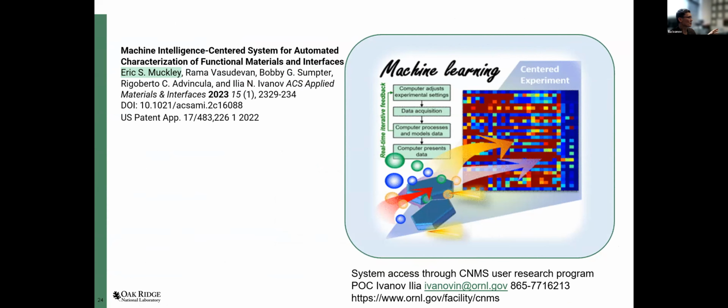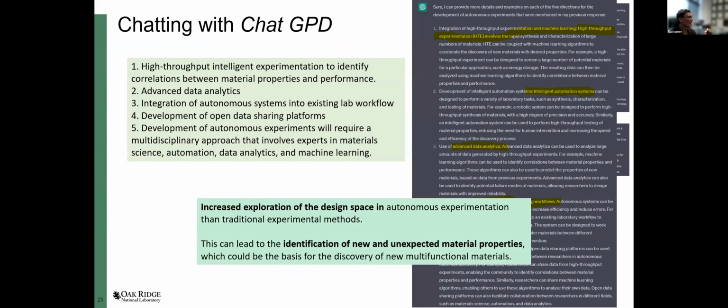That concludes to some extent my presentation, but what I wanted to show you: I chatted with GPT about autonomous experiments, and I realized that somebody really has to train this incredible feature. Because of a lack of information, it wasn't able to provide substantially useful information on autonomous experiments and materials testing.